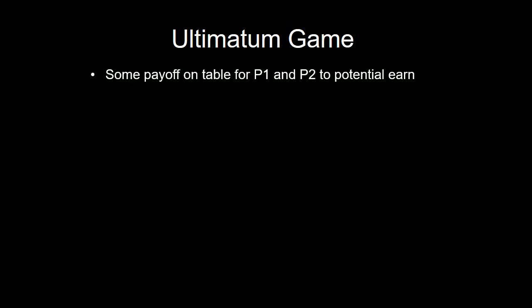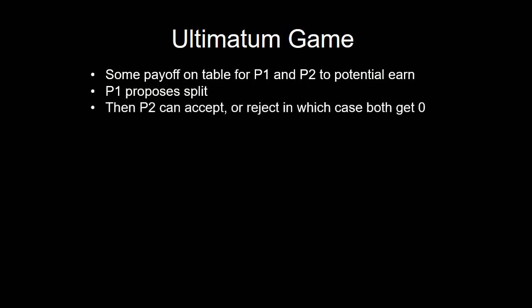And so you imagine that there's some amount of money on the table that player 1 and player 2 can potentially earn together. So there's some money to split. And player 1 gets to propose a division of that money. She says, I get a certain amount, and player 2, you get this other amount. And then player 2 can either accept that proposal, in which case they each get the money as per the proposal, or player 2 can reject it, in which case neither of them get anything.